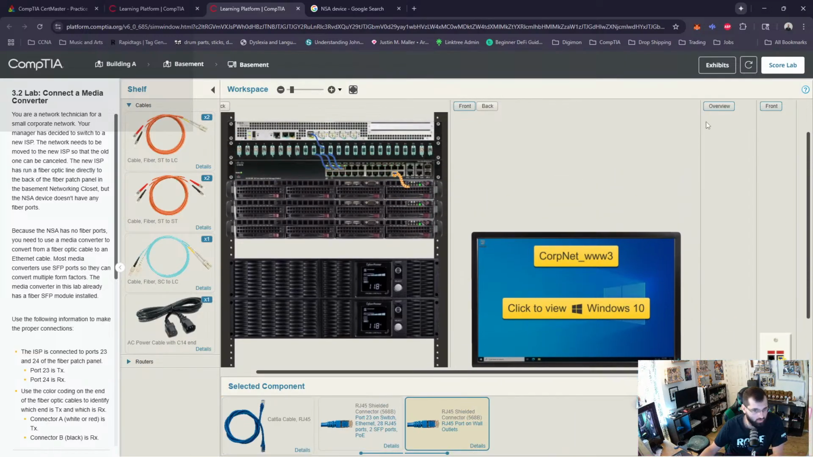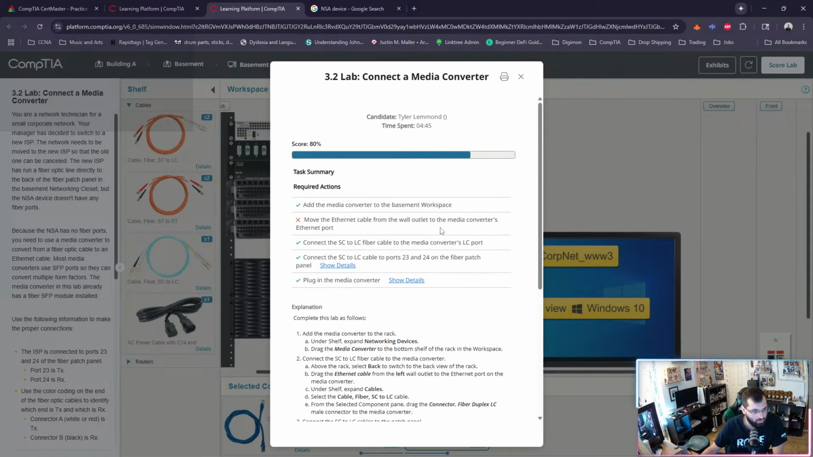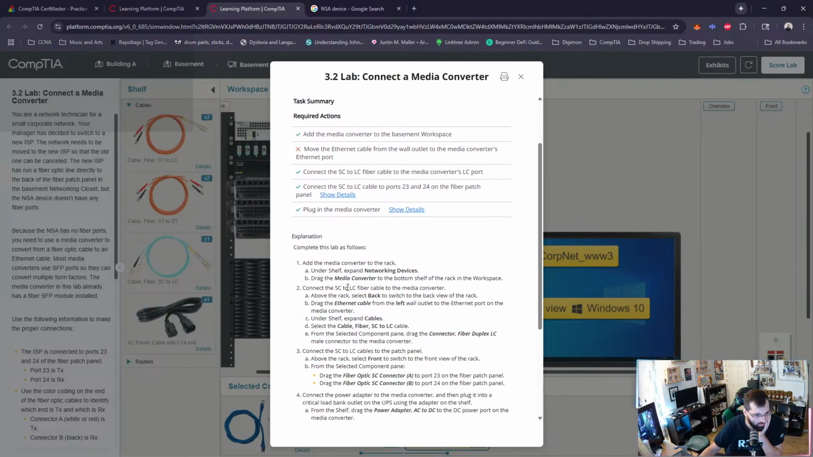Other thing is, I guess this port is doing something, I just don't know. Let's see here. Tell me that I didn't make a 100. Move the Ethernet cable from the wall outlet to the media converter Ethernet port. I did that. Okay. Connect the LC to LC fiber cable to the media converter. Above the rack, select back to switch to the back view of the rack. Oh, select back, not black. Drag the Ethernet cable from the left wall outlet port to the media converter. That's exactly what I did. Okay, I did that.